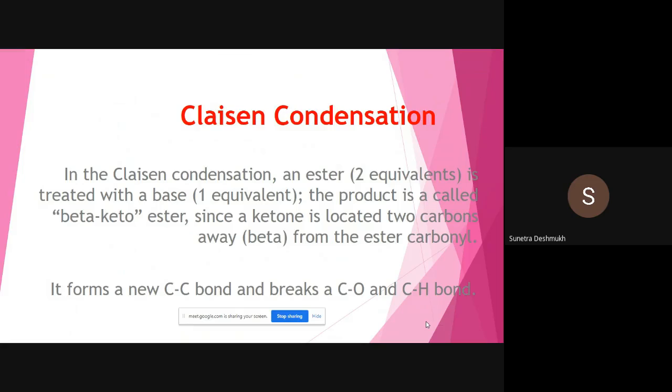In the Claisen condensation of an ester, we are going to take two equivalents of ester, that means 2 moles of the same ester. Two molecules of the same ester we are going to react, and those esters should be enolizable esters. Enolizable ester means that the ester should have at least one alpha acidic hydrogen atom. So we are going to react these two esters with each other in presence of a strong base.